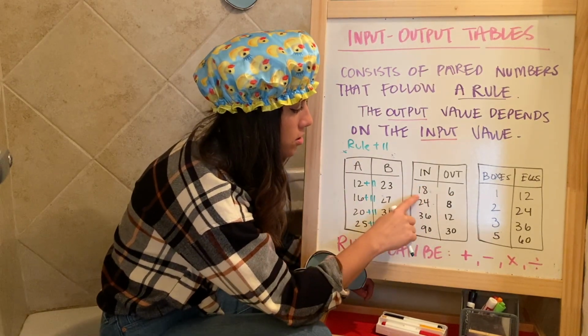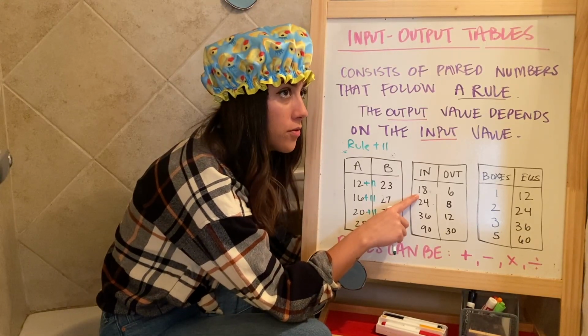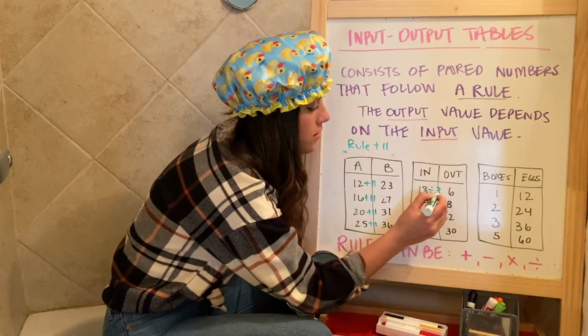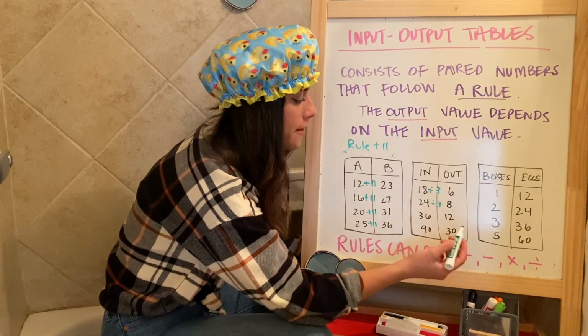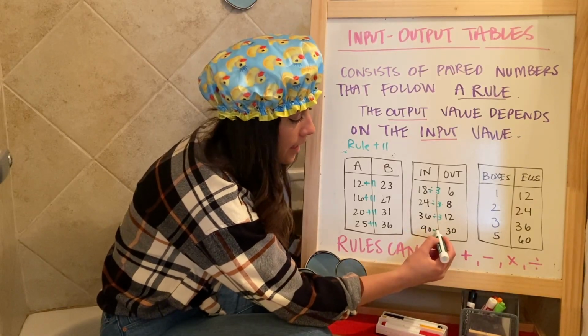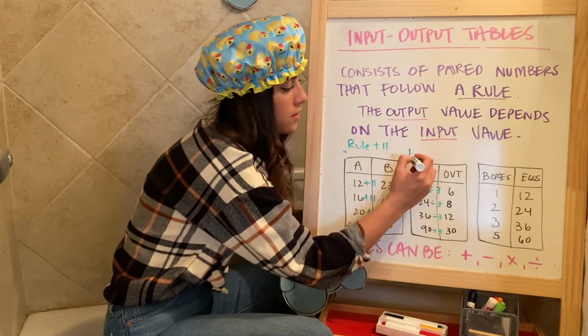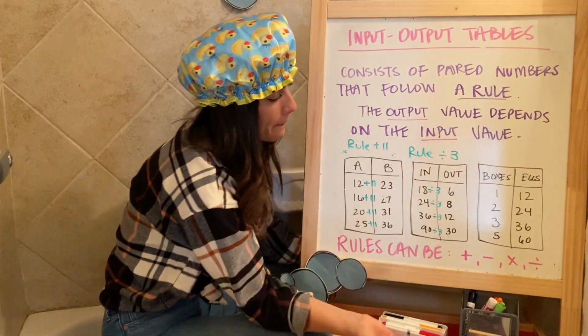18 divided by 2 is 9. That doesn't work. 18 divided by 3, yeah, that's 6. Does that work for the others? 24 divided by 3, yep, equals 8. 36 divided by 3, yep, equals 12. And 90 divided by 3 equals 30. So the rule was to divide by 3.